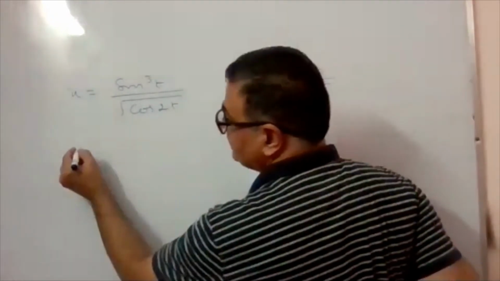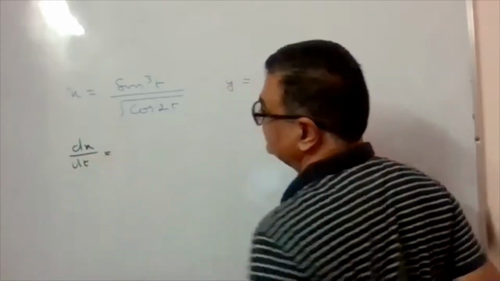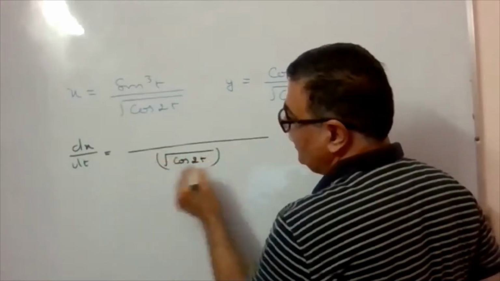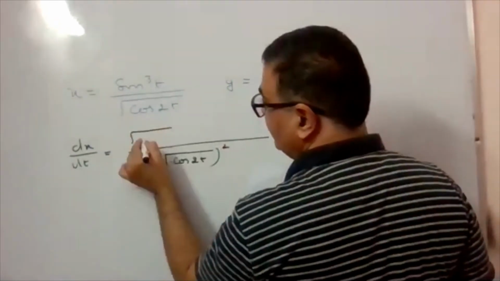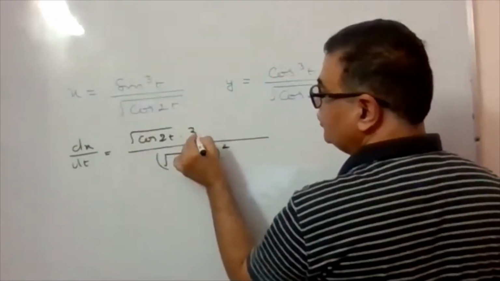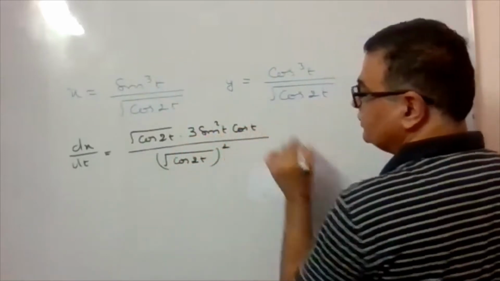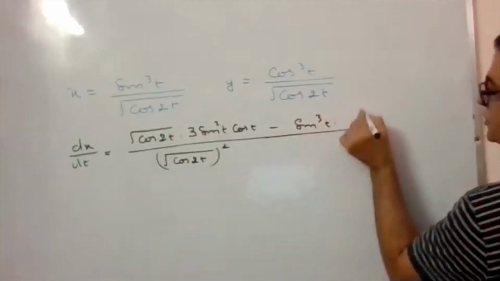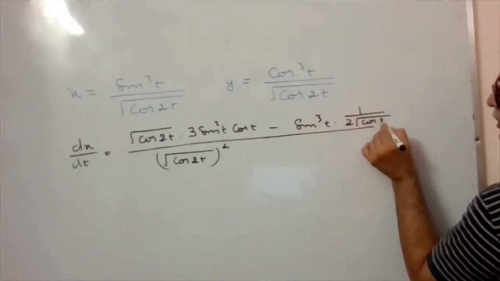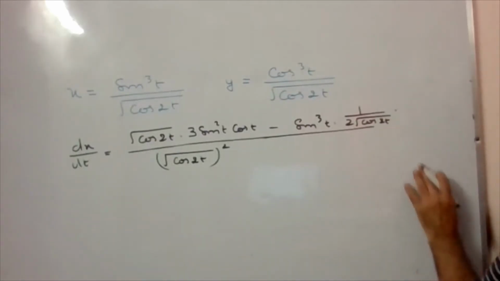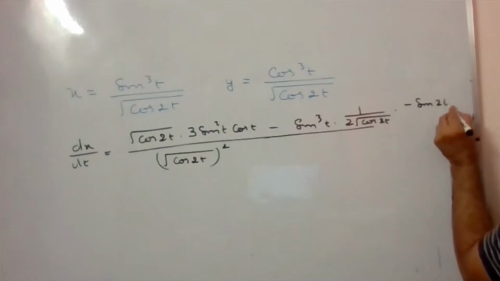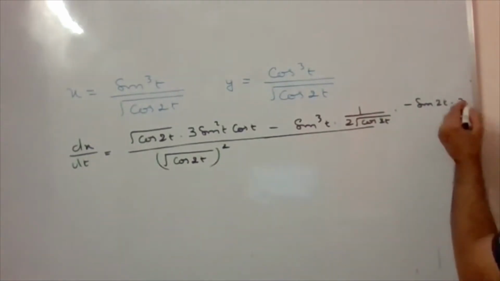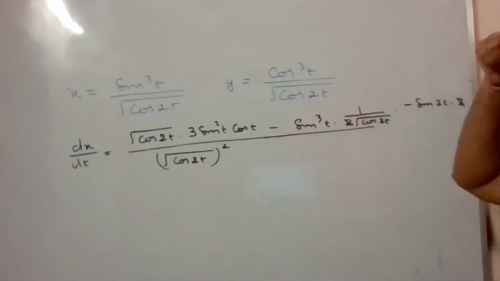So, if you want dy by dx, first I should start with dx by dt. This will go by division rule, so I should write this as under root of cos 2t whole square. Then this side it will be coming cos 2t. Derivative of sin cube t will be 3 sin square t into cos t. Then come out to be minus sine cube t remain as it is and under root cos 2t, 1 by 2 under root cos 2t, and cos 2t derivative will be what? Minus sine 2t into 2. Now this 2 and this 2 get cancelled out, minus and minus, this will become plus.